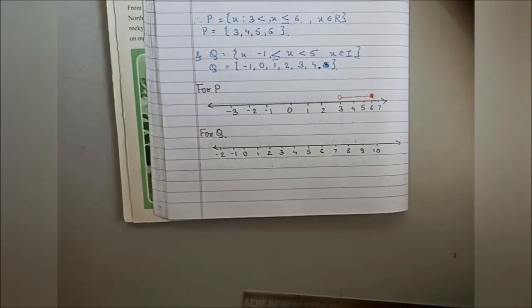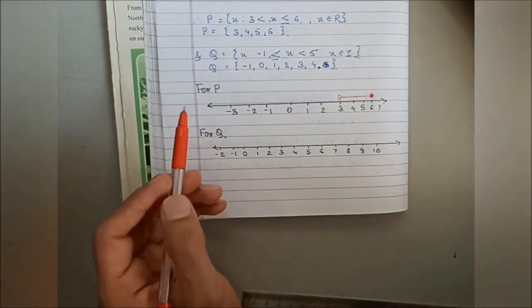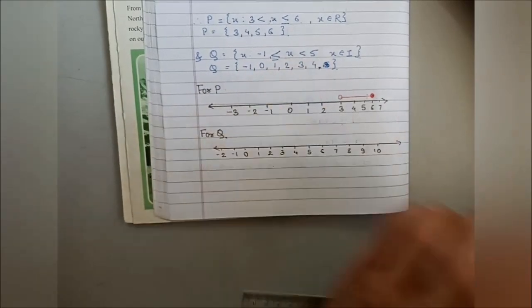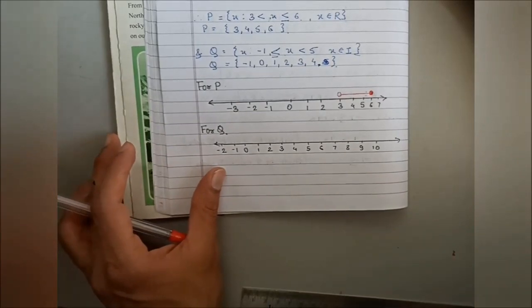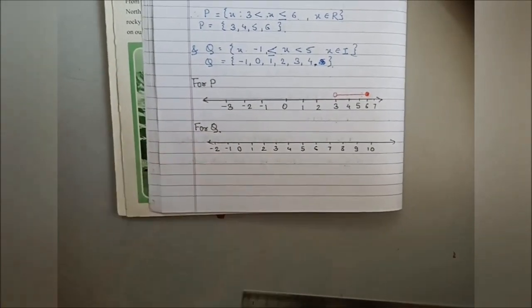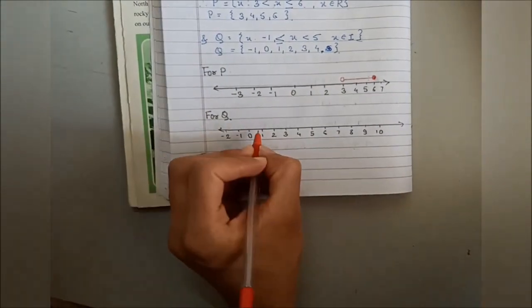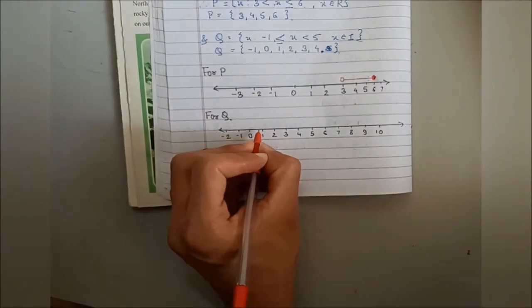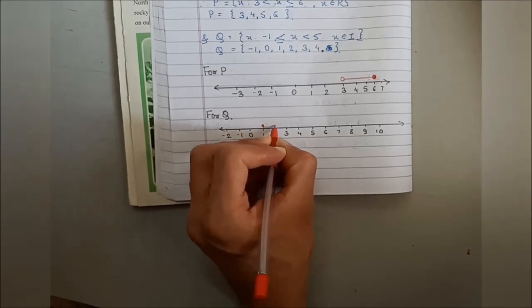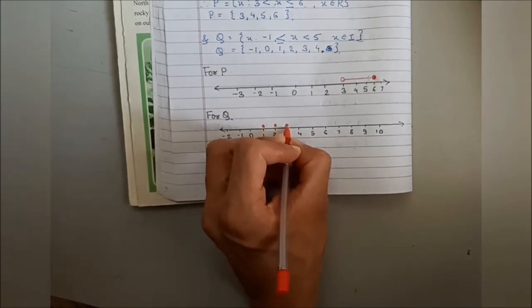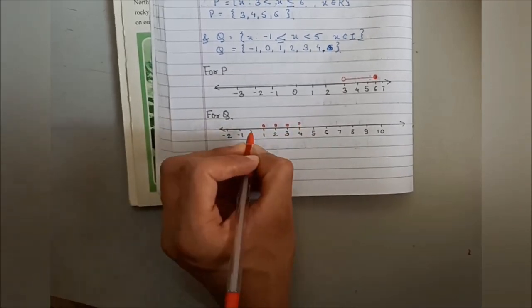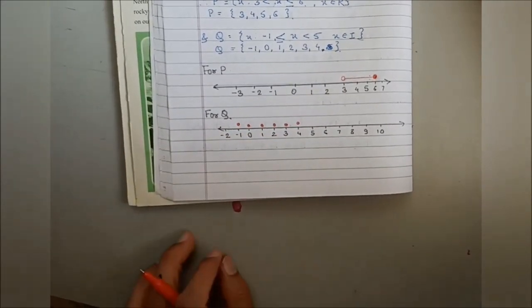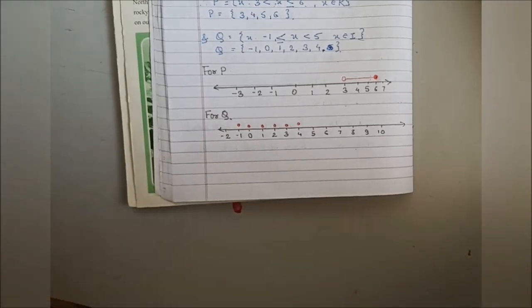This is the number line for p, and the number line for q will be -1 less than or equal to x less than 5. For q, all the numbers from -1 to 4 will be included. 5 will not be included, as the solution set is x less than 5. So it will be from -1 to 4. So this will be my graph for q.